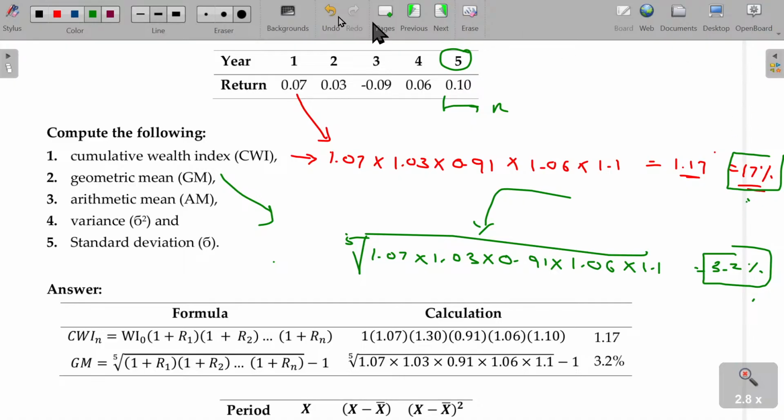Anyhow, these two are not so important for your examination, but these 3 are important. From these 3, I go further for another analysis in the next class. Okay. See you in the next class.